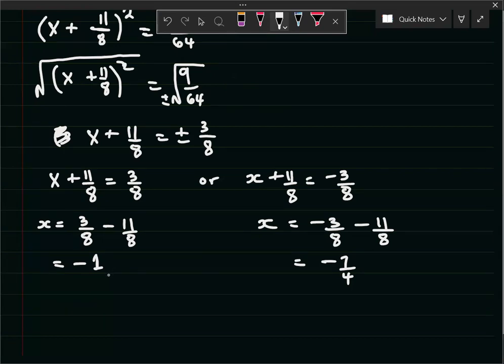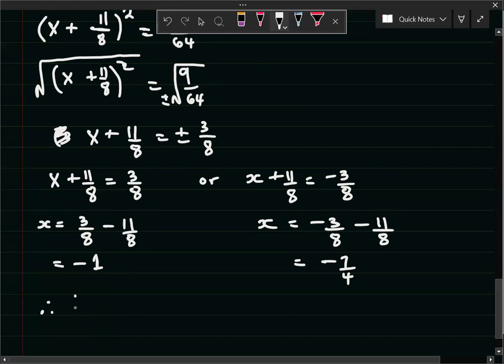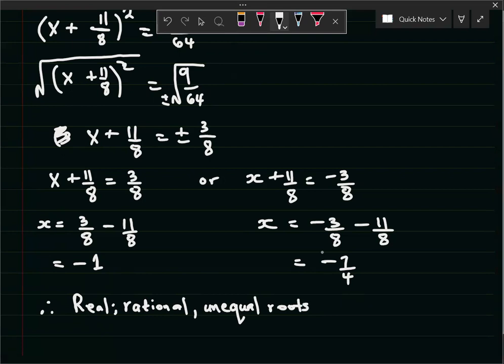Now we need to state the nature of the roots. Therefore, I can see that I got the solutions here. So my roots are real because I got answers. And I can see that these are rational numbers. So I'm going to say real rational, unequal roots. They are not the same number, so unequal roots. Right. Perfect. Then that's it about this question.